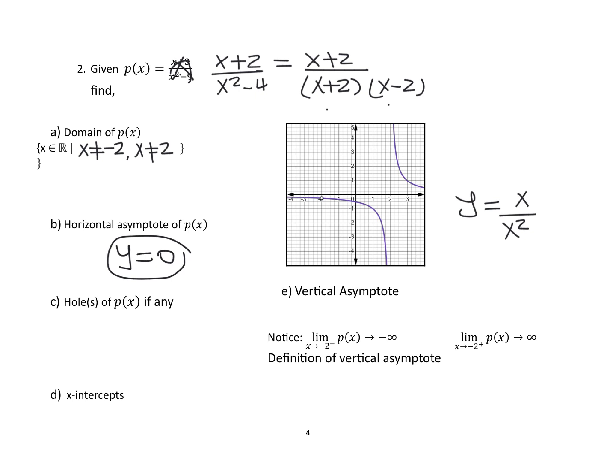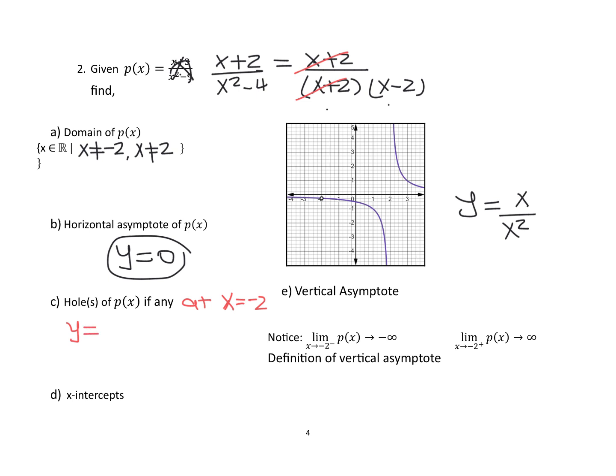I need to find the holes. How do I find the holes? I need to check whether any of the factors cancel out. Yes, they do. X plus 2 cancels out. That makes a hole. So the hole is at x equals negative 2. Whatever I canceled out, make it equal to 0 and solve. Again, negative 2.